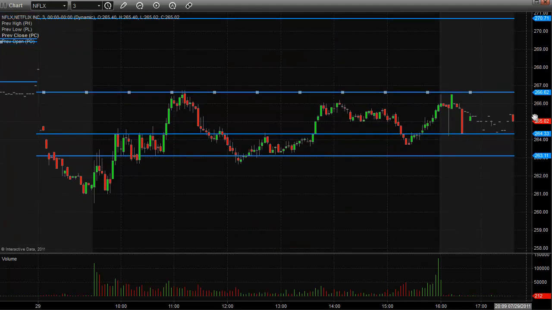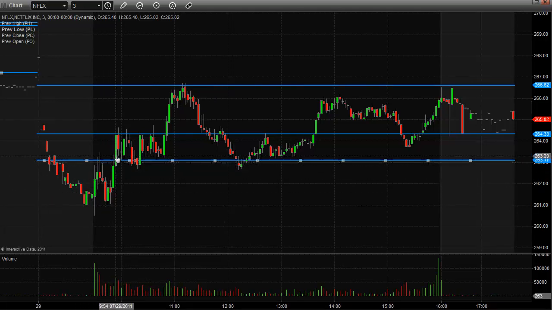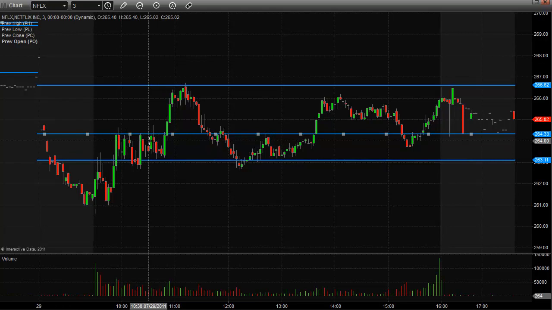So let's look at this. This is a 3-minute chart on Netflix, symbol NFLX. You can see that it opened down here in this area around 261. And look at the resistance from yesterday's low that provided. And then when it broke through, it ran into more resistance at yesterday's open. And we had some consolidation between the previous open and the previous low price points. And then when it broke through, yet again, it met resistance at yesterday's close.